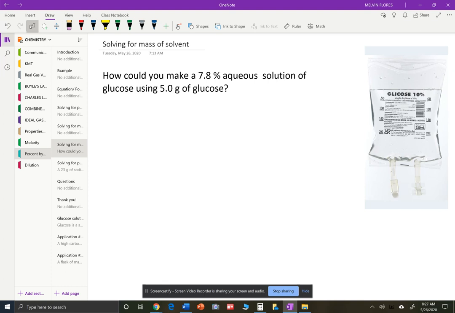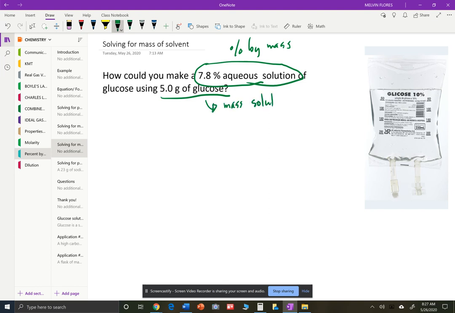Solvent. Remember when I told you before, to determine the mass of the solvent, you should know the mass of the solution first. Okay, so let's say this is a 7.8% aqueous solution of glucose using 5.0 gram of glucose. How do you prepare this solution? 7.8% is our percent by mass, and 5.0 gram of glucose is the mass of the solute. So how would you make that solution?